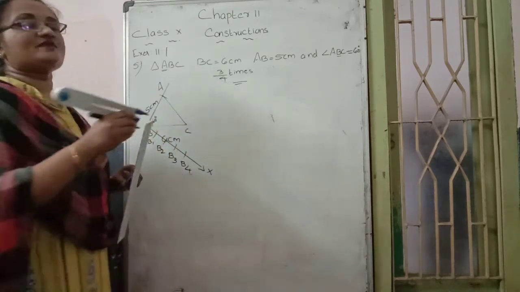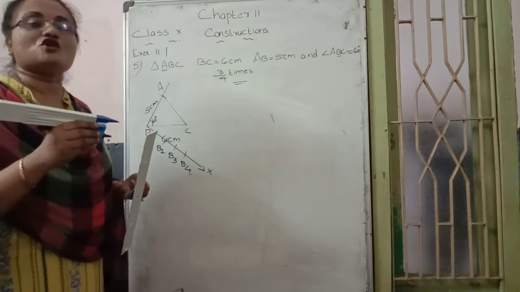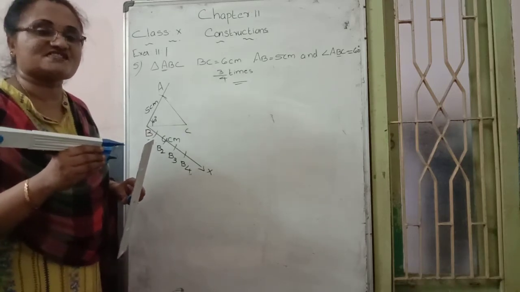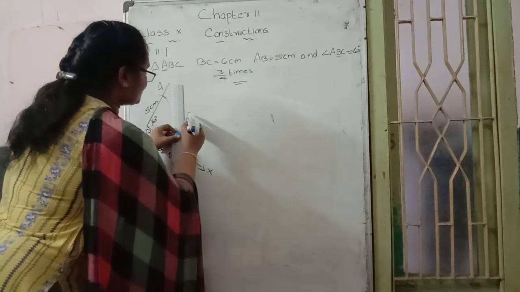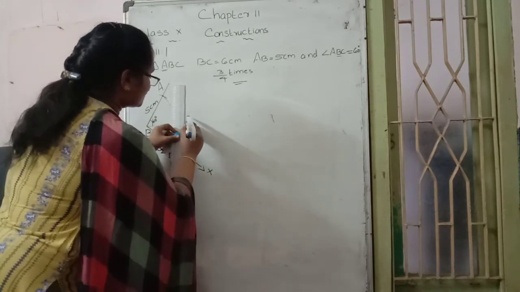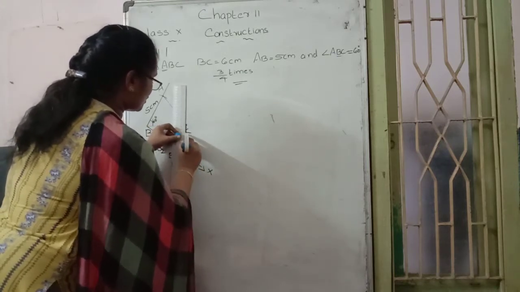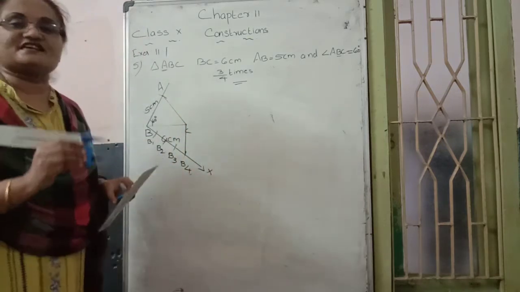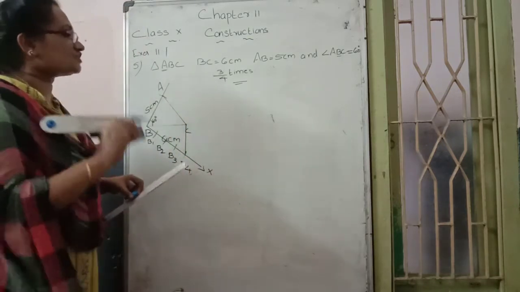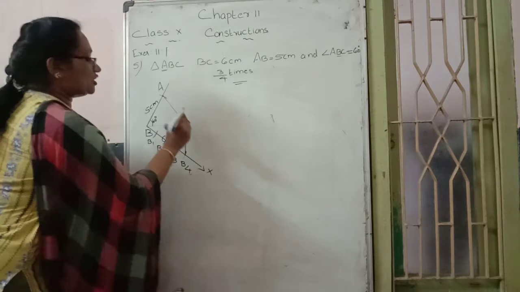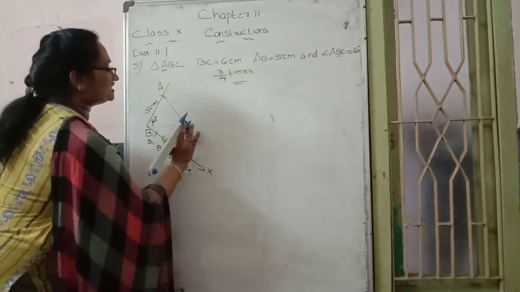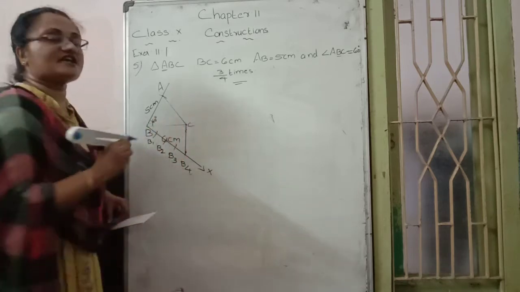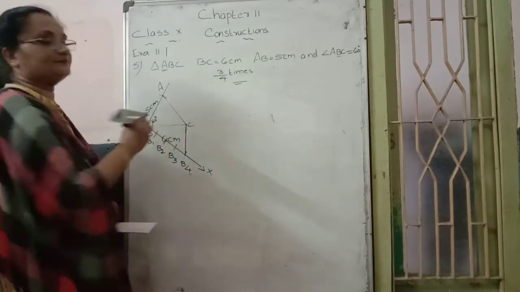Basis of the denominator. Denominator is 4. 4 means not simply 4, it represents B4. B4 and C are joined. Next process, draw the parallel line for B4C.